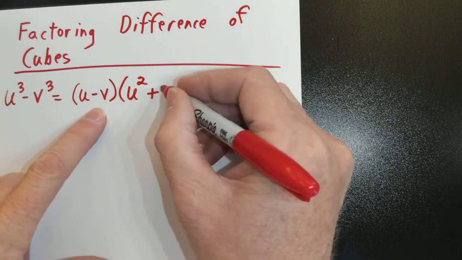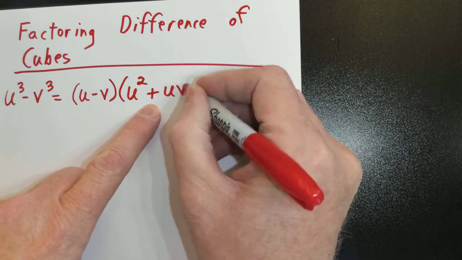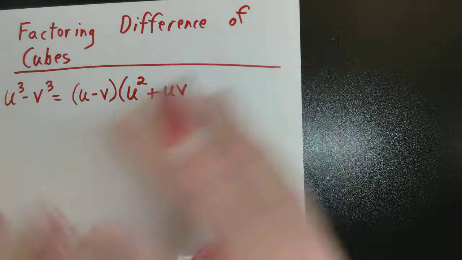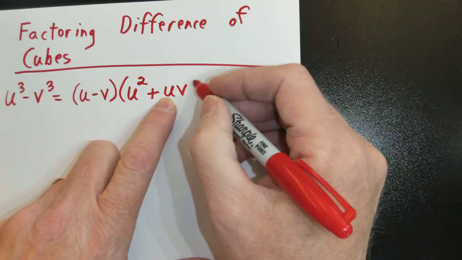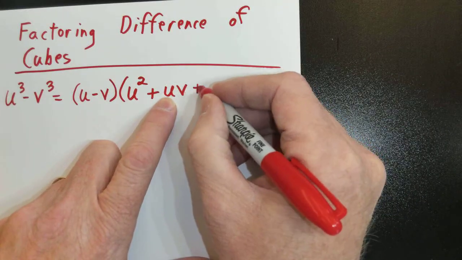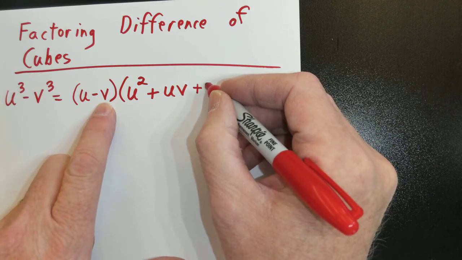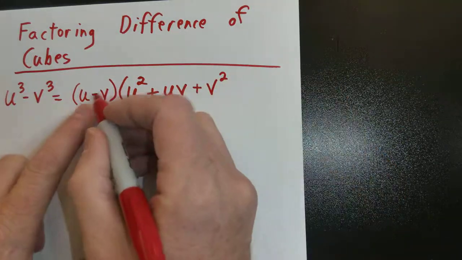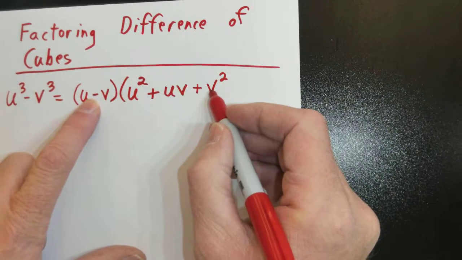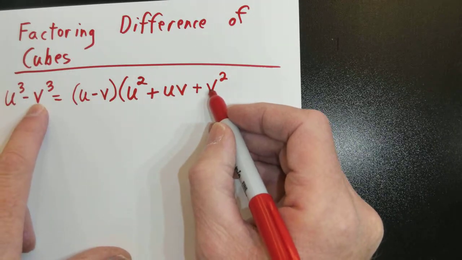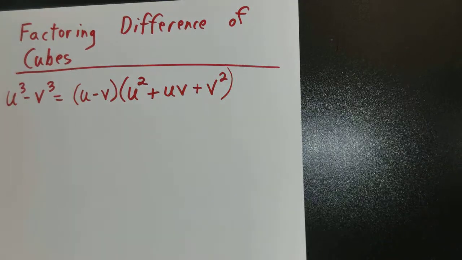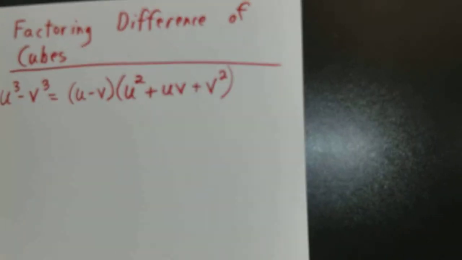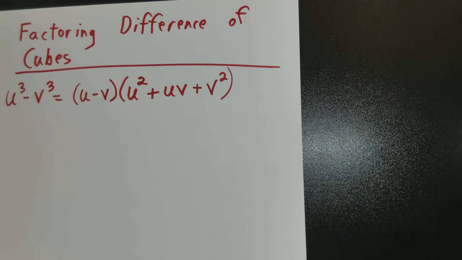I'm going to go plus uv. This is where all the canceling will happen because of this. And then plus v squared. If you look, I got negative v here. I need a positive v squared to have negative v cubed. You with me there? All right.